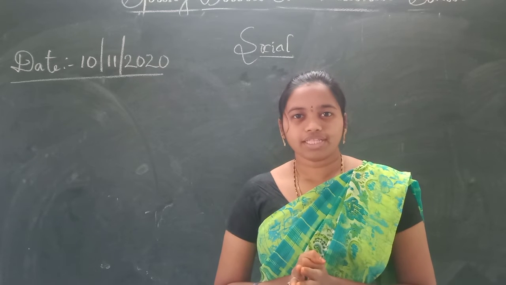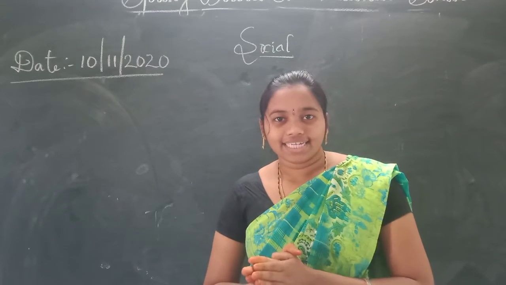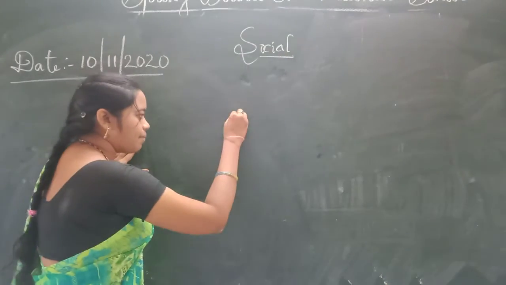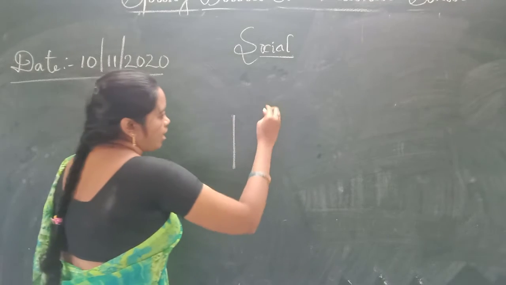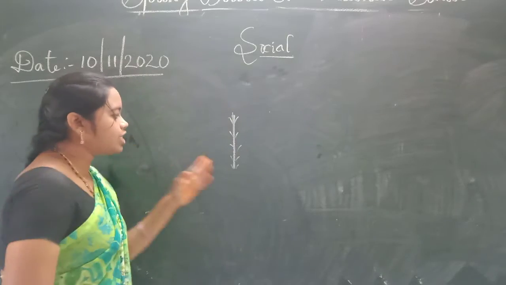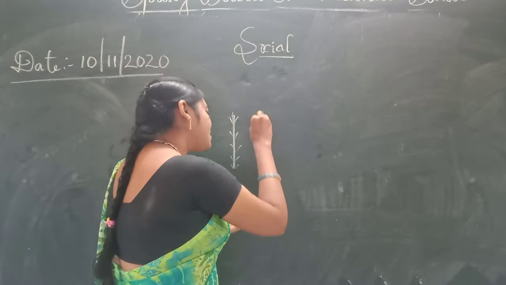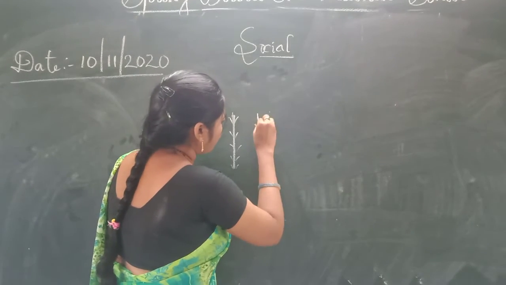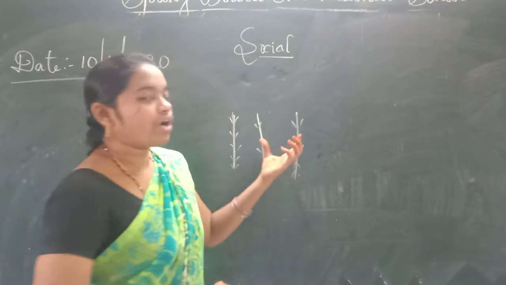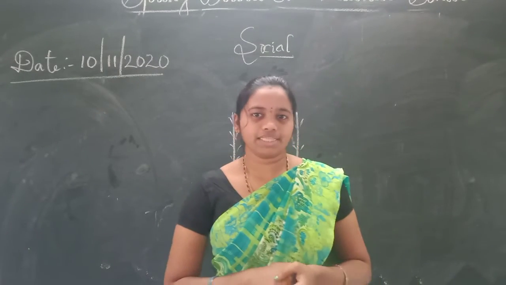Do you know the crop rotation method? Here, different crops are planted one after another in alternate rows. For example, in this row if you plant one kind of crop, in this row we can plant another kind of crop, and in this row another type of crop. So we have to plant in alternate rows. This method is known as the crop rotation method.